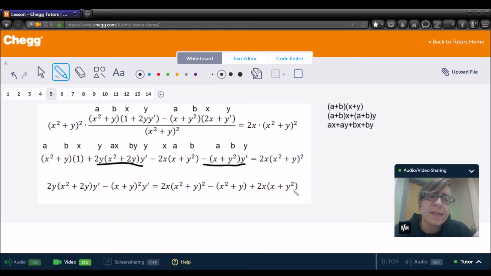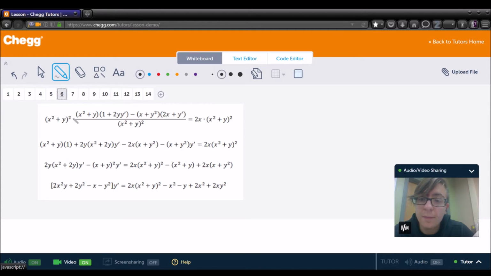How about you take a second to think about what you have done with algebra in the past. If you didn't get it, that's okay. We were just here on this step. The next thing you can do is factor out a y prime, because y prime is in both of these. And if you distribute, you get 2x squared y plus 2y squared minus x minus y squared. The next thing that you can do is distribute.